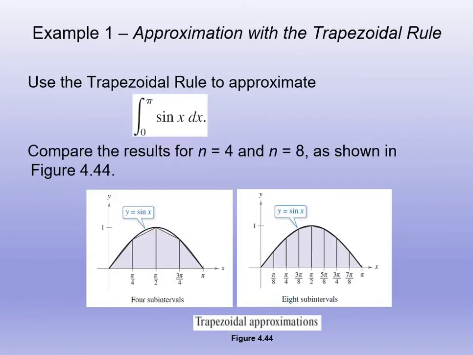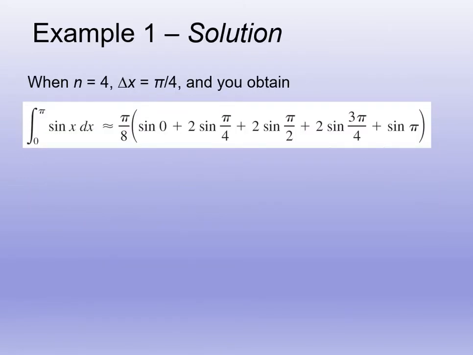So b minus a in this case is going to be what? Pi minus 0, divided by 2 times 4, right? Because 4 is the number that we're taking. So that's why the pi over 8 is in front. Our change in x is because we're going to go pi over 4 here.